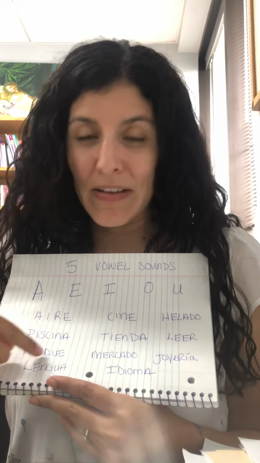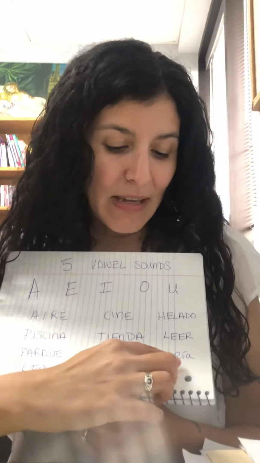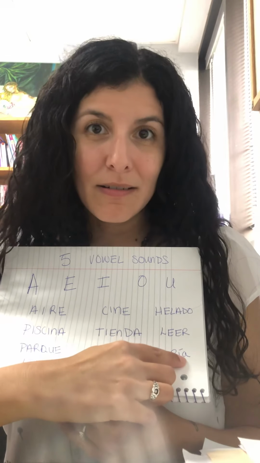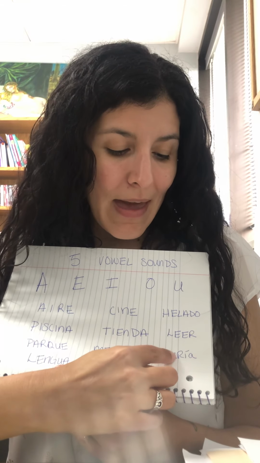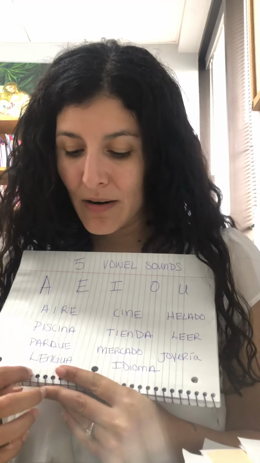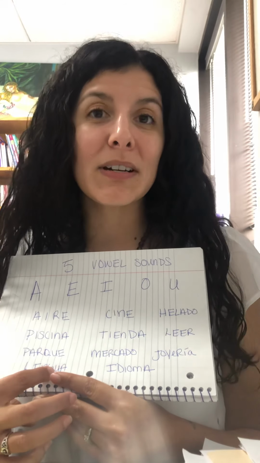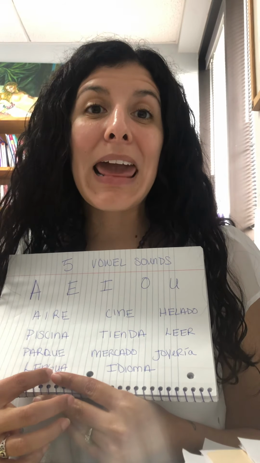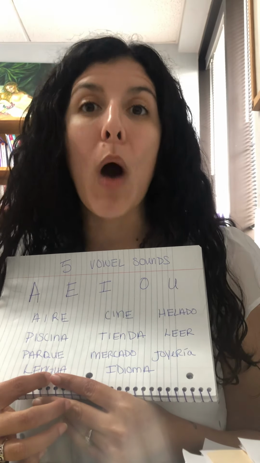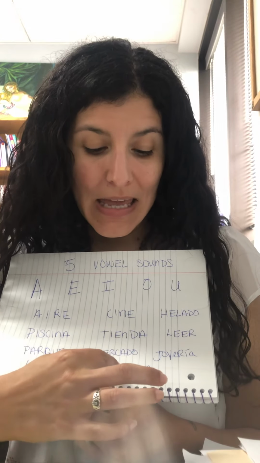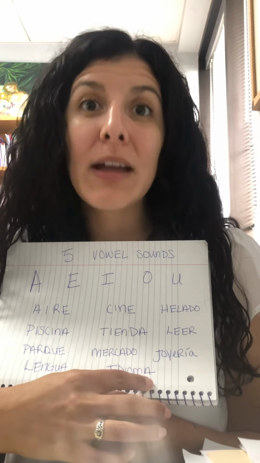Let's look at some ones that have vowels together, right? For example, here, joyería, right? We're going to pronounce all of those vowels. Joyería. Or here, where we have these two vowels together, we're going to say both of those vowels. Lengua, lengua. Or here, idioma, idioma, right? We are pronouncing each individual part of the word.